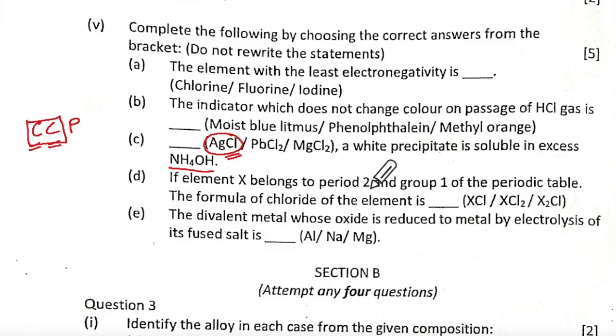Element X belongs to period 2, group 1, means 2, 1. The formula of the chloride will be X1+ and Cl1-. Which one? XCl. Divalent metal whose oxide is reduced to metal by electrolysis of its fused salt.